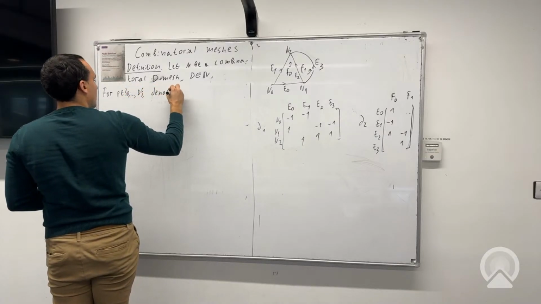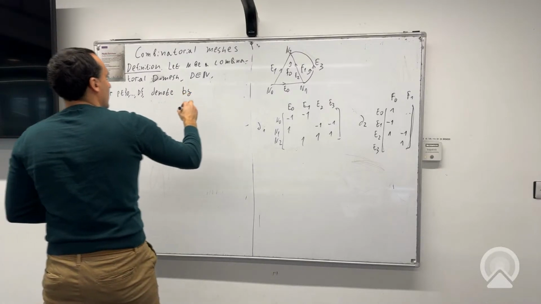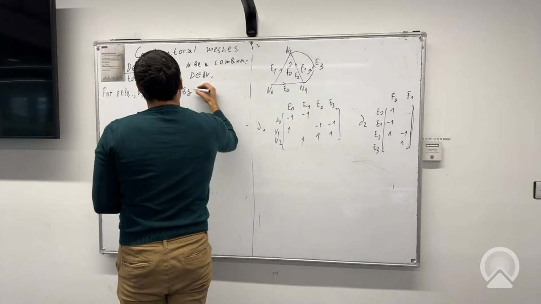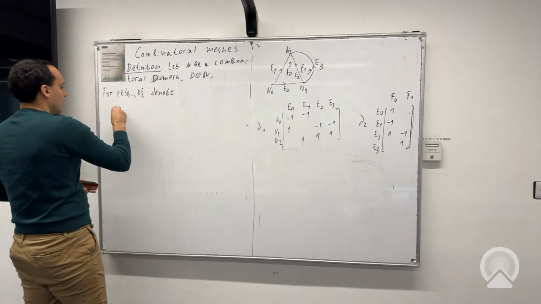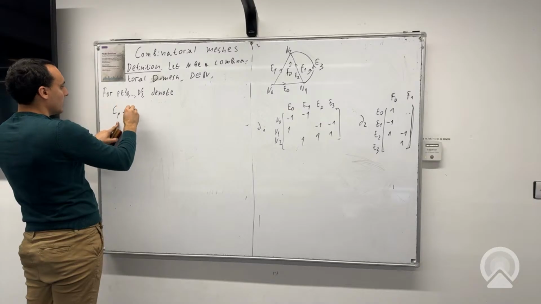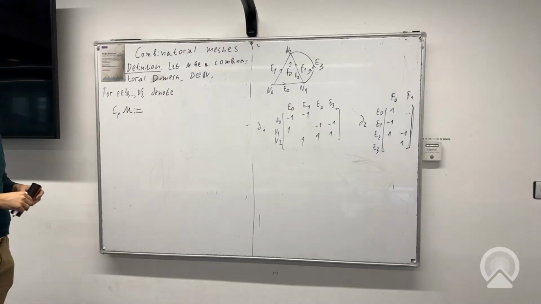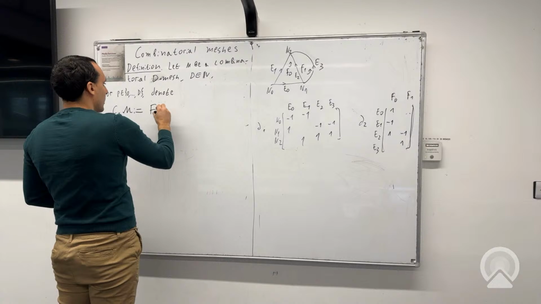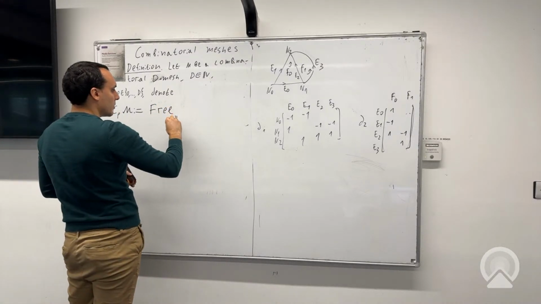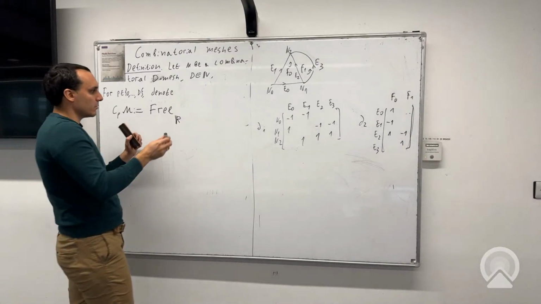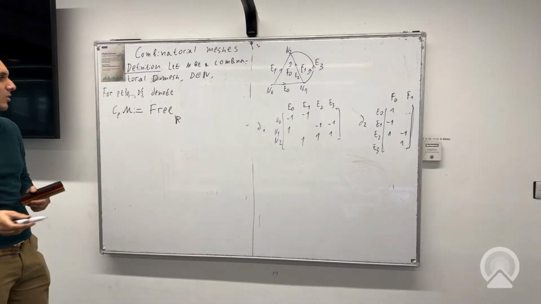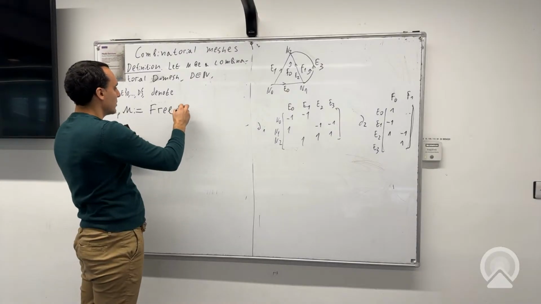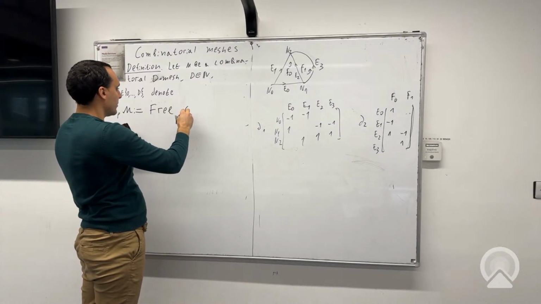denote by C_P(M) the formal space of formal linear combinations, or in other words, the free vector space over M. It can be any ring, but I choose the real numbers because for physical problems it's beneficial to have real numbers.